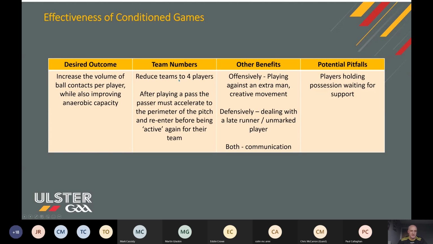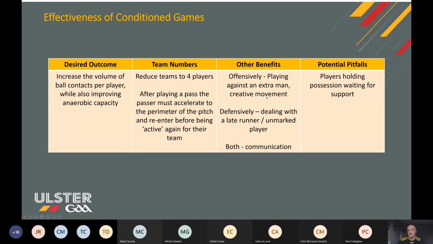So, for example, reduce to 4v4. And after playing a pass, the passer must accelerate outside the pitch. So if we've got a 4v4 grid set up in a 40 steps by 60 steps area, it's quite a big area for them. But after they play a pass, they must accelerate to somewhere on the outside, and it's only whenever they re-enter that they can actually be active again and be used. So essentially what you're doing is, as soon as a team is in possession, they're essentially 3 people against 4, because they're more than likely always going to have a player having to run to get out before they can get back in again. Other potential benefits of that: it gets you used to maybe playing against an extra man, because you more or less do have only 3 players for a lot of that.